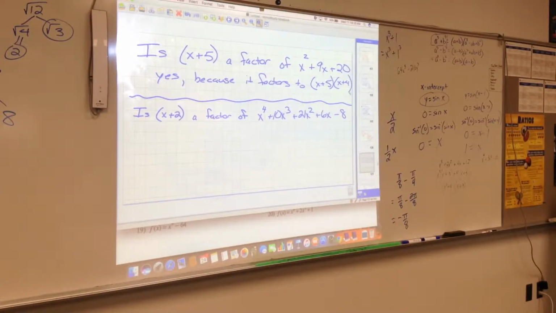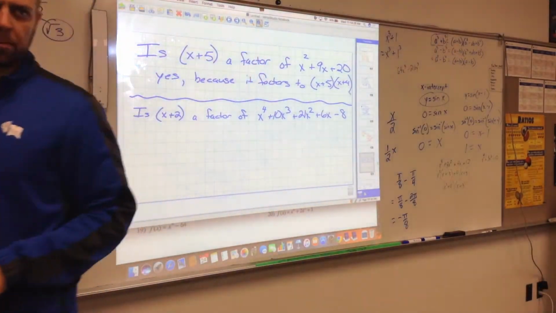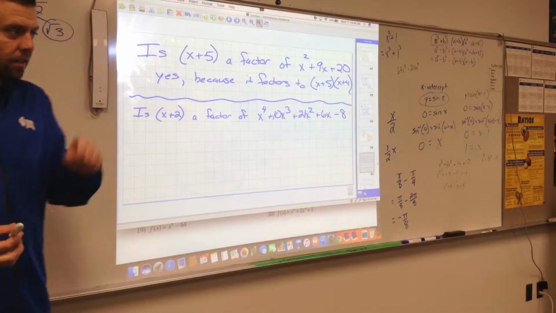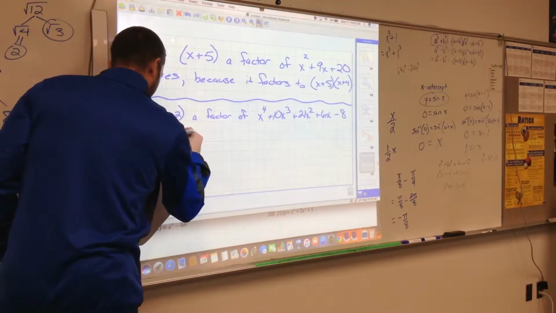Okay? So here's my next question then. Is x plus 2 a factor of this long polynomial? Are you going to be quick to answer that? No, why not? Because there's more than 3 terms. There's more than 3 terms, so in other words, it's hard to do what? It's hard to factor that. I don't even know how to factor that. Okay? So, right away, your answer is, I don't know.